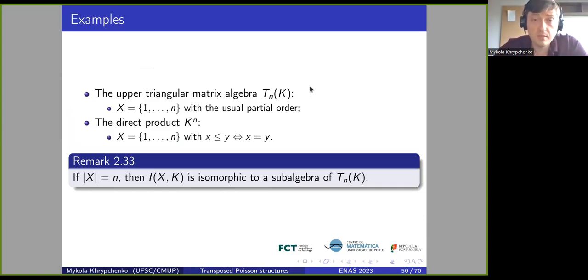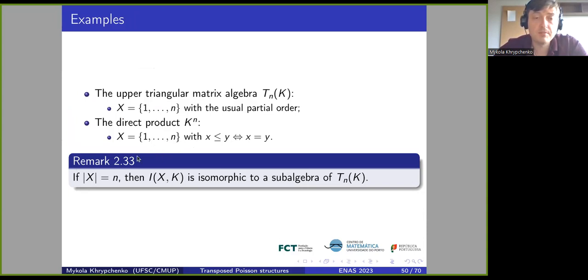Incidence algebras generalize the upper triangular matrix algebra, and they also generalize the direct product. In this case, you have the set 1 up to n with the usual partial order. And in this case, you have a trivial partial order.